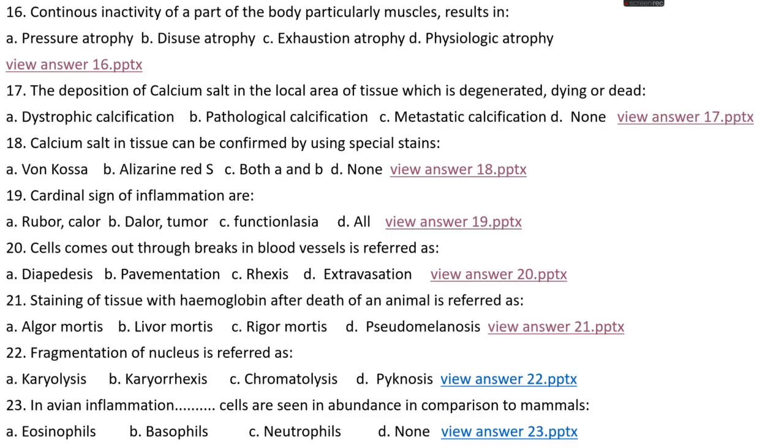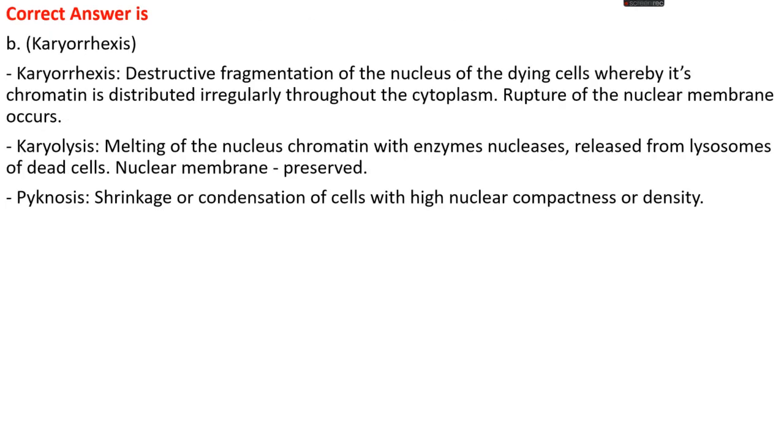Question number 22. Fragmentation of the nucleus is referred to as: option A, karyolysis; option B, karyorrhexis; option C, chromatolysis; or option D, pyknosis. The right answer is option B, that is karyorrhexis.